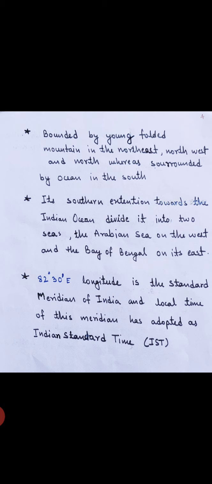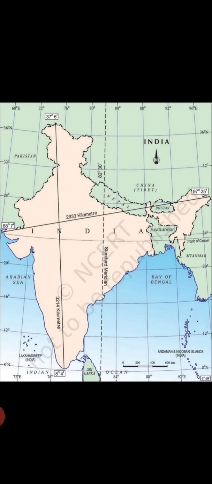India is bounded by young folded mountains in the northeastern, northwest, and northern area, whereas it is surrounded by ocean in the south. Its southern extension is towards the Indian Ocean, and it divides the Indian Ocean into two seas. In the east, it is the Bay of Bengal, and in the west, it is the Arabian Sea.